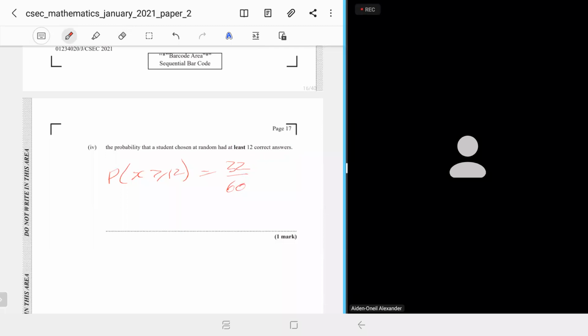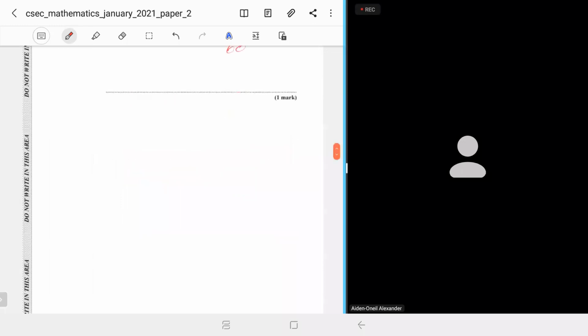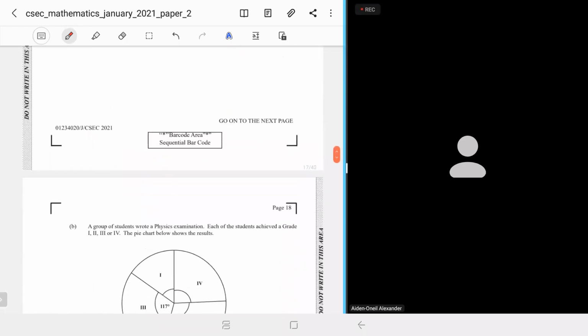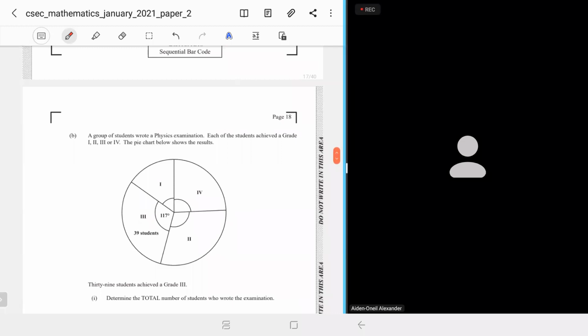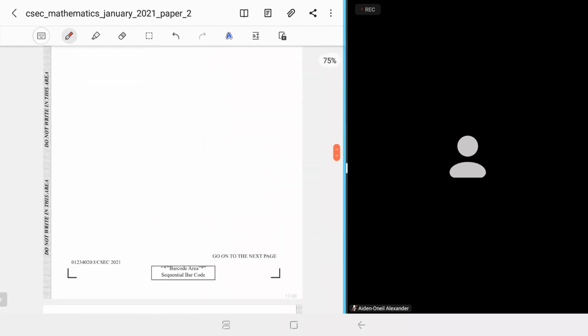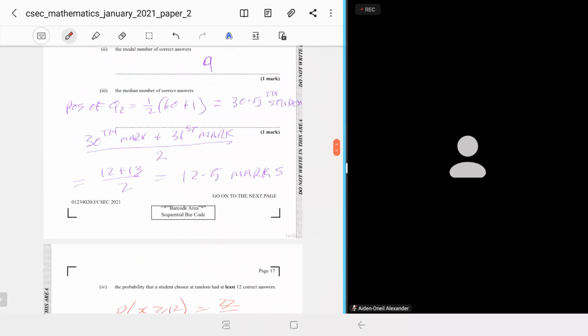And the question is done, right? Yes, it's done. But now let's look at the pie chart question. Hold on a second. All right, back to this question that I just did on grouped data.